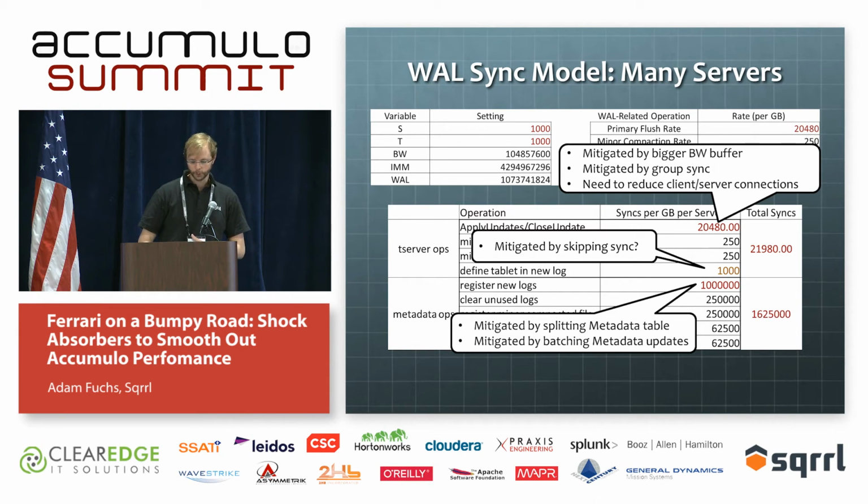Other things like registration of new logs, there are a couple of ways to mitigate that. We can split the metadata table. Don't think about this as one tablet. Maybe our metadata table actually has 100 tablets, so we can do that 100 times faster. That's one way of doing it. We can also batch metadata updates. This is something that the code doesn't do yet, and I think, Eric, correct me if I'm wrong, but the latest patch doesn't do this either. It does it differently, so we'll talk about how that works. But that becomes your bottleneck. And in fact, the 250,000 clearing of unused logs and all these other things also become pretty big bottlenecks.